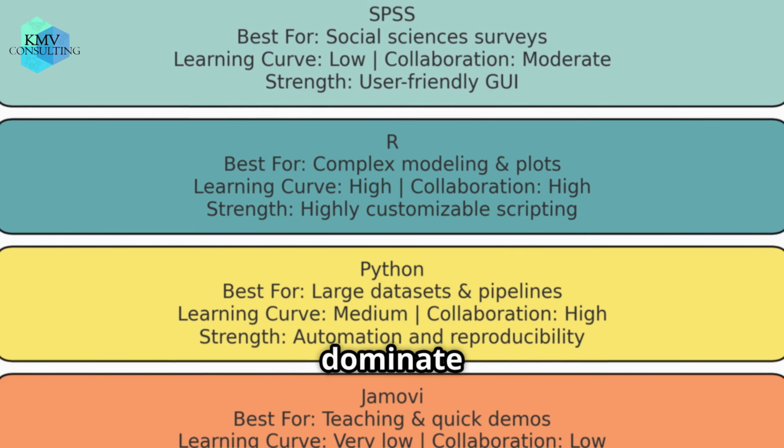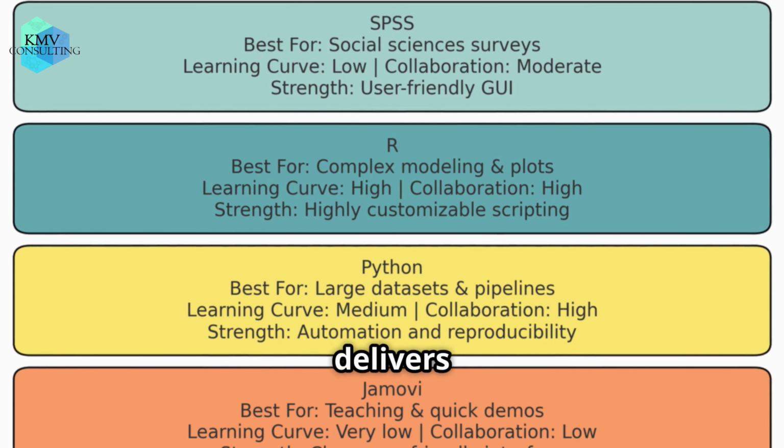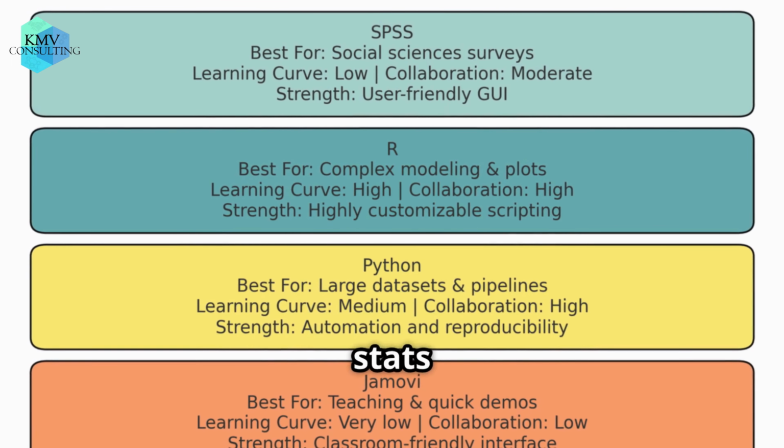These 4 platforms dominate academic research. SPSS offers point-and-click ease. R delivers limitless scripting power. Python automates your workflows. Jamovi makes teaching stats a breeze.